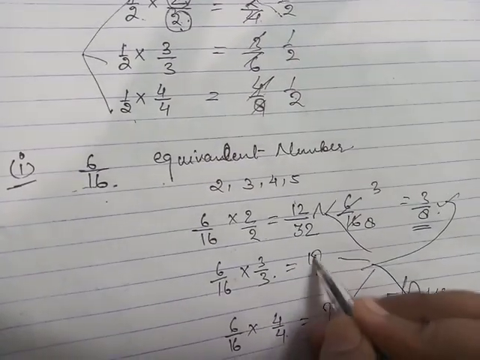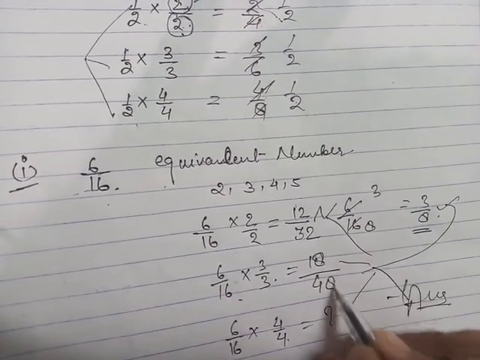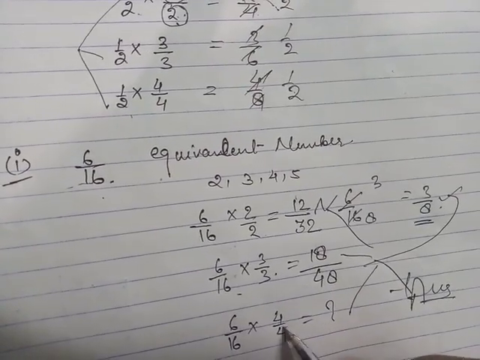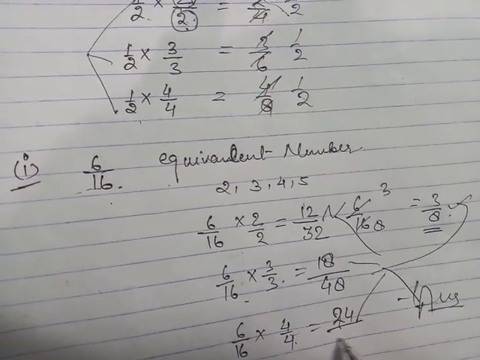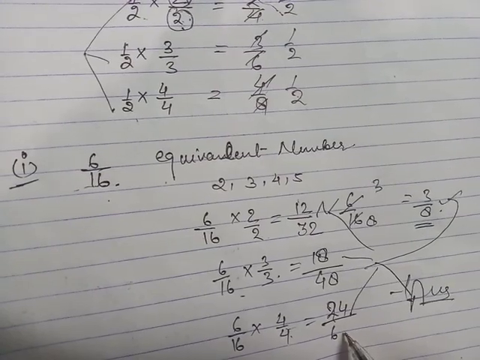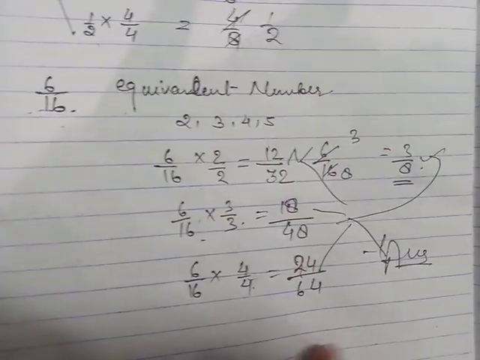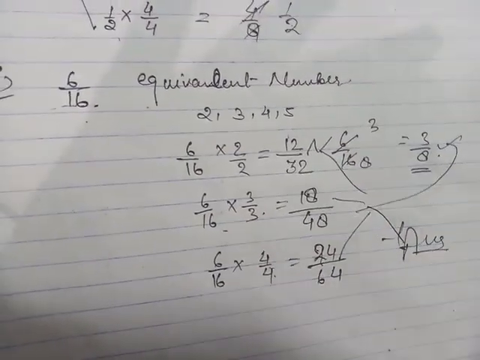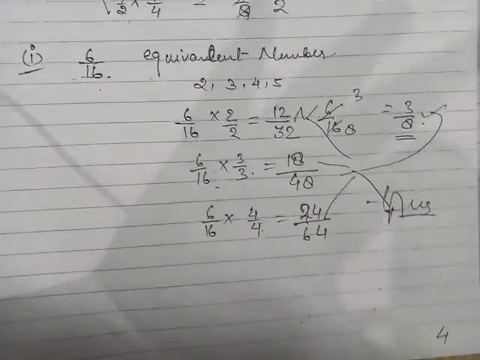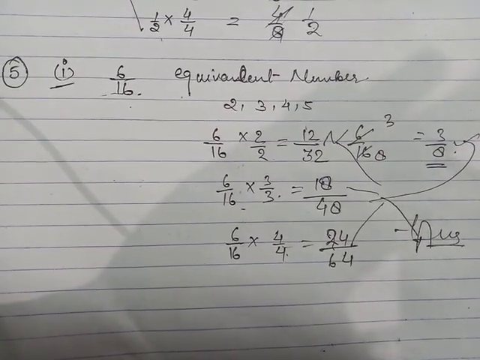6 times 3 is 18, 16 times 3 is 48, 6 times 4 is 24, 16 times 4 is 64. So all these numbers are equivalent numbers. So in this way you have to do the question number 5.